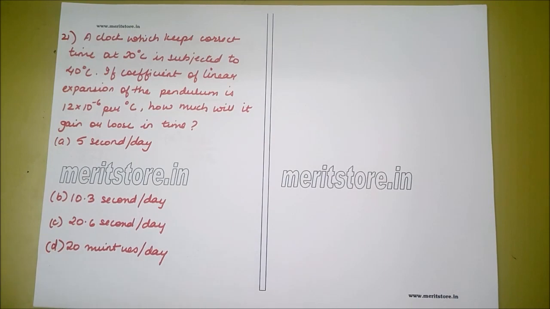A clock which keeps correct time at 20 degrees Celsius is subjected to 40 degrees Celsius. If the coefficient of linear expansion of the pendulum is 12 into 10 raised to minus 6 per degree Celsius, how much will it gain or lose in time? The options given are 5 seconds per day, 10.3 seconds per day, 20.6 seconds per day and 20 minutes per day.